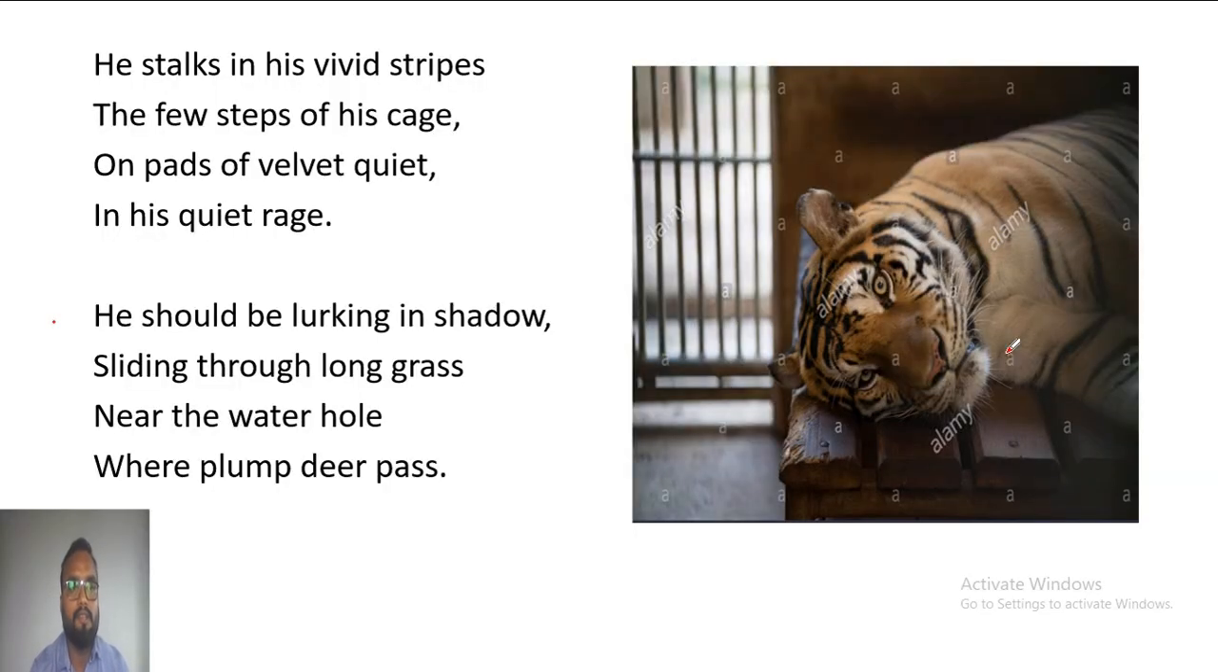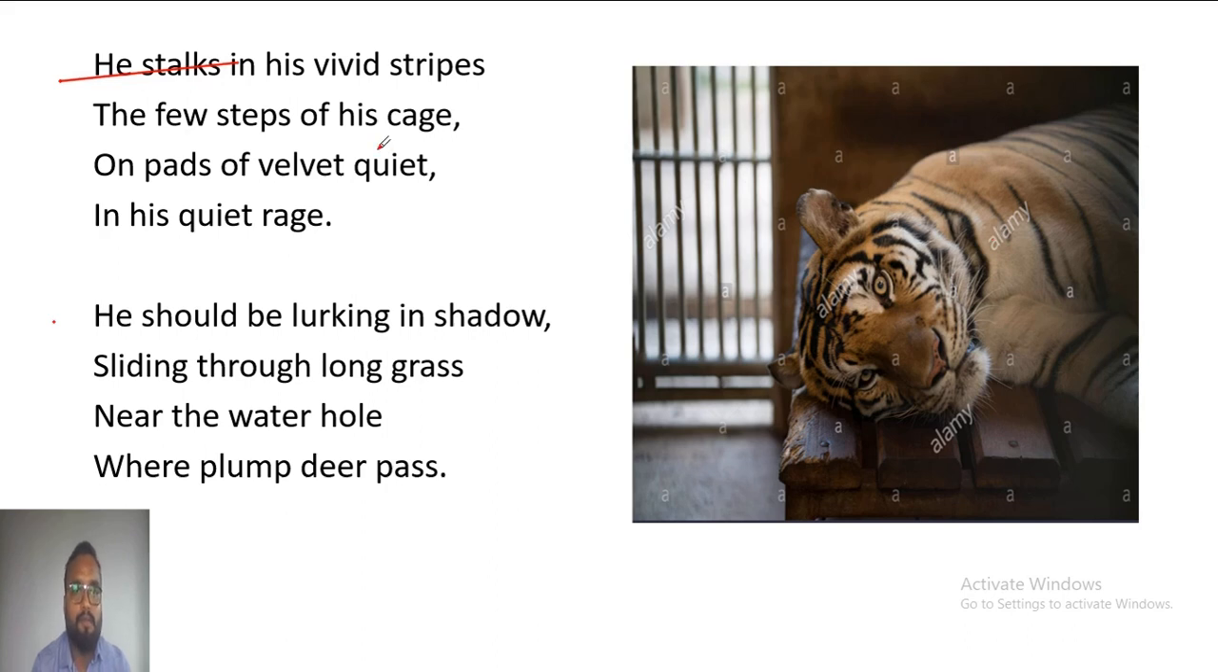The first paragraph says, he stalks in his vivid stripes the few steps of his cage, on pads of velvet, quiet in his quiet rage. He here stands for the tiger. He stalks. What is stalks? Stalks means walking with long steps. Vivid is the bright color of the tiger, and stripes are the marks on the body of the tiger. You can see here in the picture.